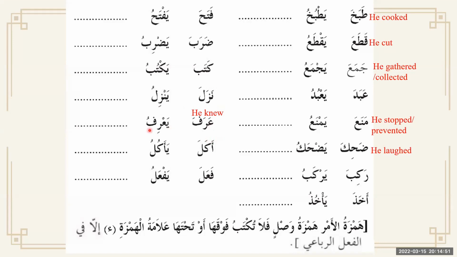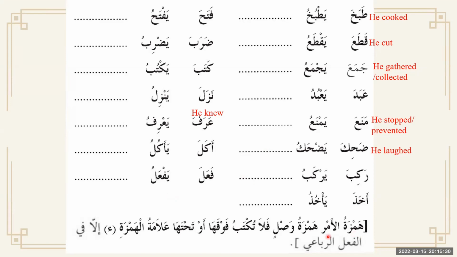Arafa ya'rifu. I'rif. Akala ya'kulu. Akala ya'kul. Kul. Very good. Because Hamzatul Qata is here. Kul means eat. Fa'ala yaf'alu. If'al. Very good. Okay, now let's read what is written here.